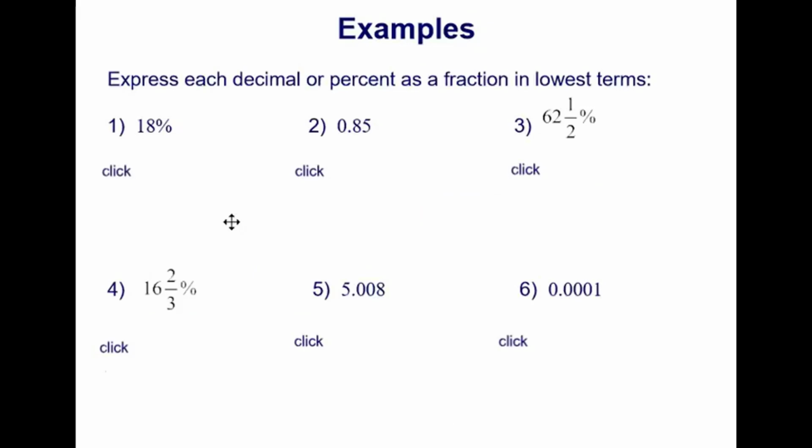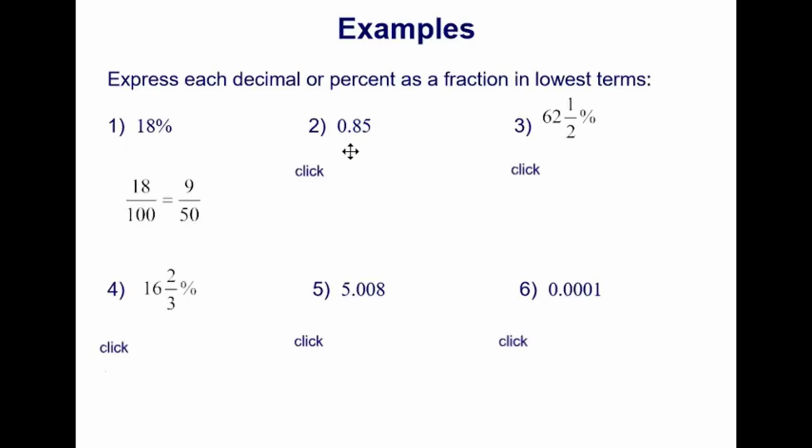Express each decimal or percent as a fraction in lowest terms. So here, number 1, we have 18%. Always remember that a percent is out of 100, so we're going to create a denominator of 100: 18 over 100, which can reduce if we divide both numerator and denominator by 2 to 9 over 50.